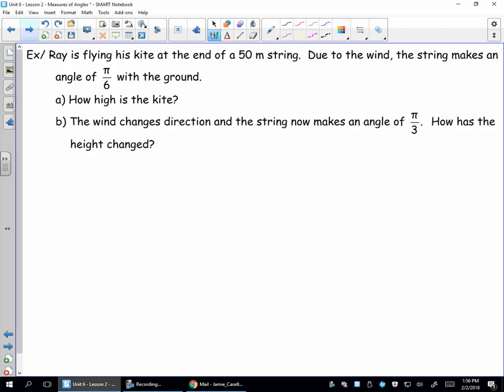All right, last little thing, a little application, a word problem for us. Ray is flying his kite at the end of a 50-meter string. Due to the wind, the string makes an angle of pi over 6 with the ground. So if we have Ray on the ground here and the kite's up here, we can make a triangle. The string is 50 meters long. The angle with the ground is pi over 6. How high is the kite?